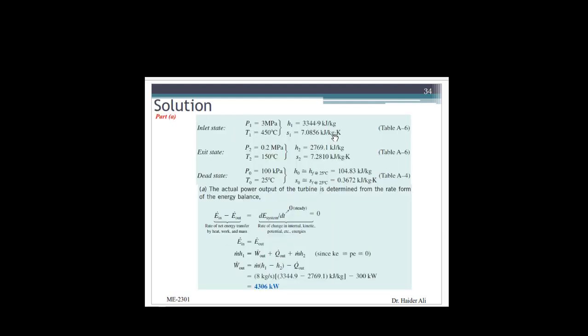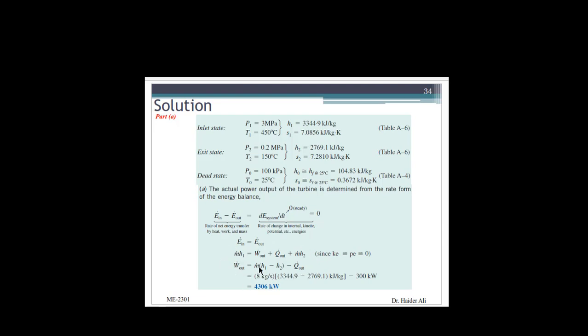So first of all, we need to find all the inlet and exit conditions, H1, S1 at the inlet condition and H2, S2 at the outlet condition. At the dead state we have H0, S0, which is calculated from A4. Actual work output can be calculated by the energy balance equation. We have E in minus E out. E in equals m dot H1, and E out includes W. Since it's a turbine, there is a loss of heat as well. And since the potential energy and kinetic energy are 0, we can simply use the energy balance from chapter number 4, right?